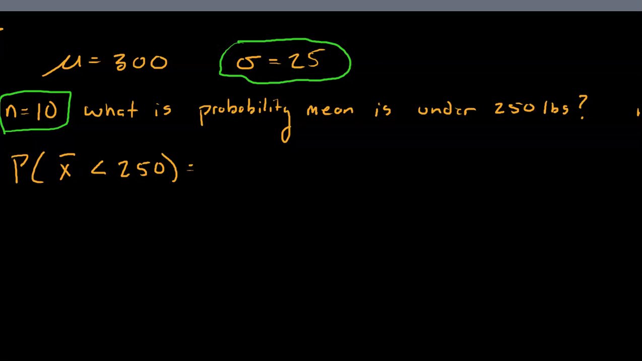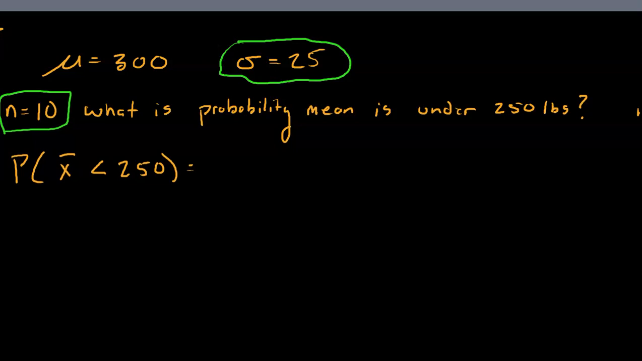When we were only looking at one dolphin, we absolutely needed the population to be normal in order to use normal CDF or our normal model tables to get that answer. When we were working with a sample of 50, I didn't need the population to be normal because it really was okay because of the central limit theorem.